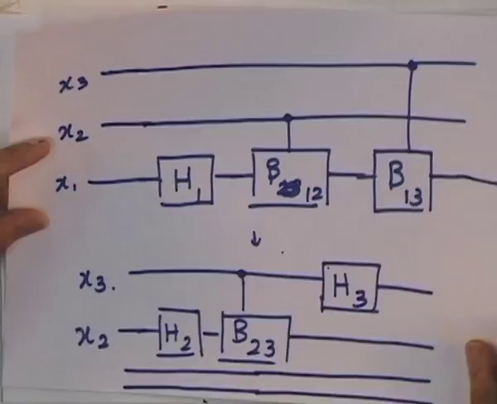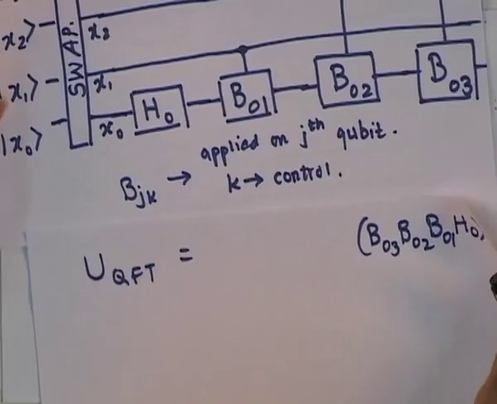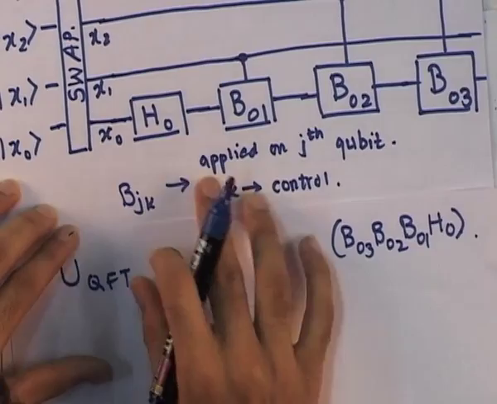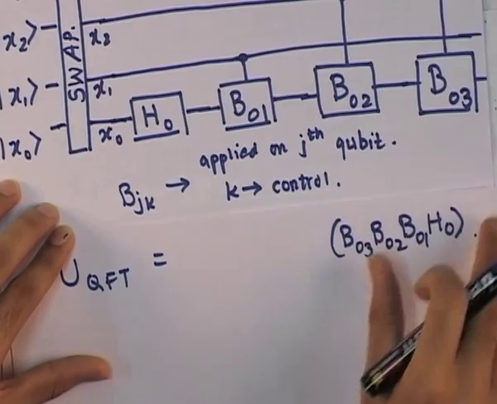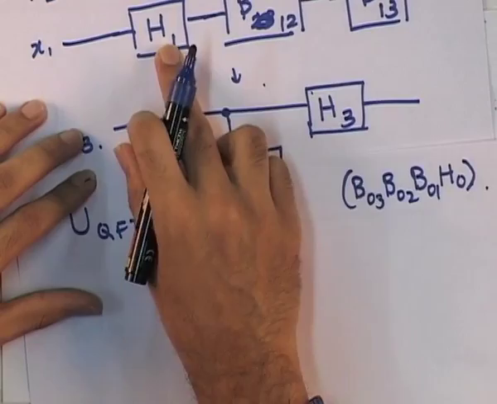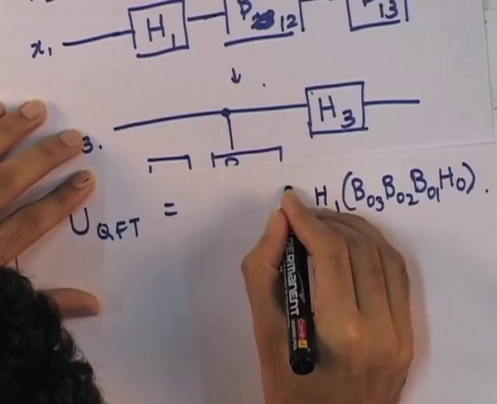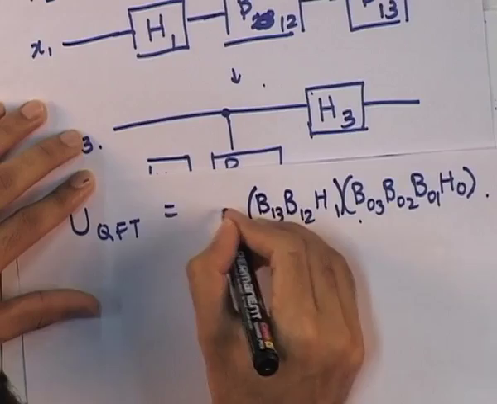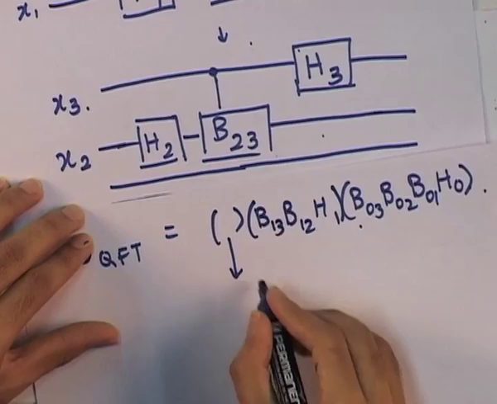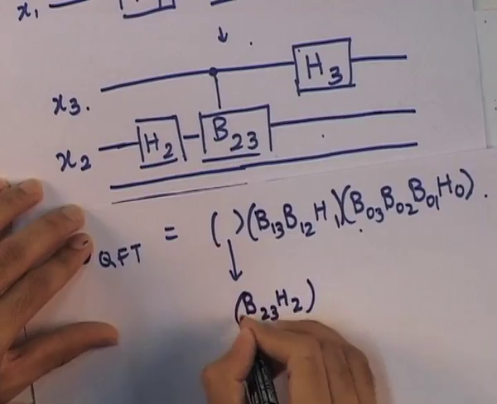So let's look at the sequence in which the operators have been applied. The first operator that was applied was H0. After that, we applied B01, then B02, then B03. Next, we applied operator H1, then B12, then B13. So we have in reverse order H1, B12, B13. Next, we had H2, then B23. So this is H2 and B23. And the last is just H3.